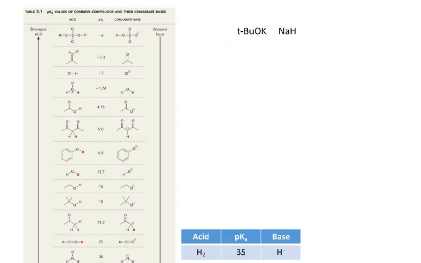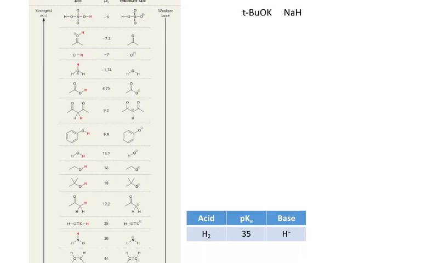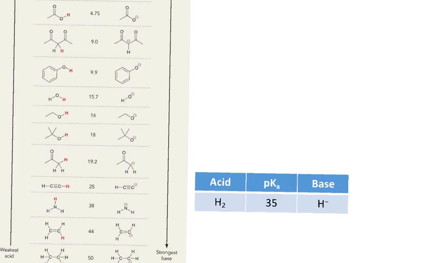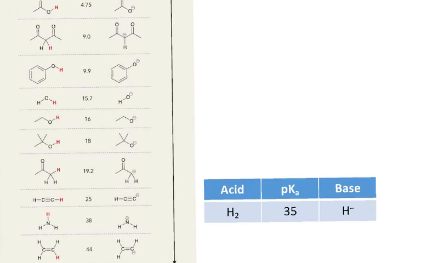So if we move down a little bit, and let's make this a little bit bigger, here is my tert-butoxide. And then this is its conjugate acid. The conjugate acid has a pKa of 18. So that means that this base is not going to be strong enough to deprotonate the alkyne. And so the tert-butoxide is out.